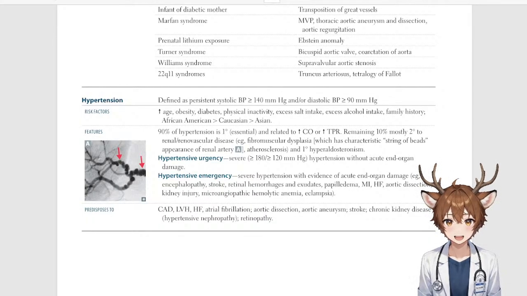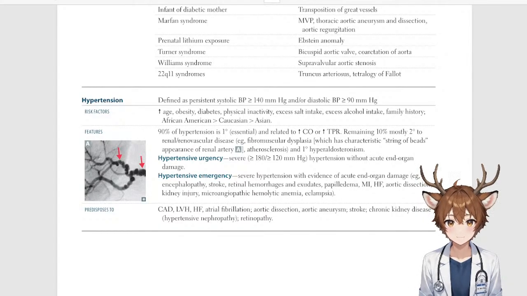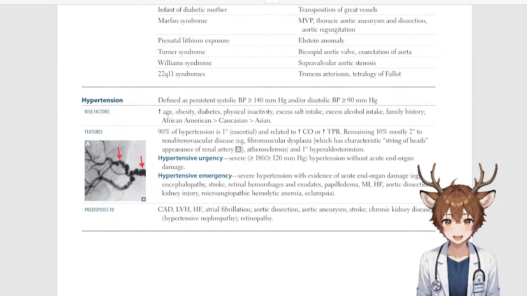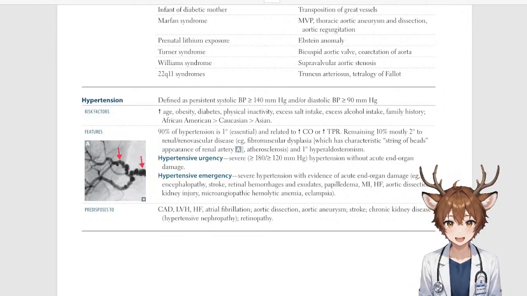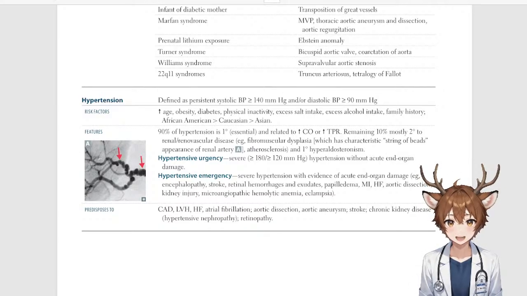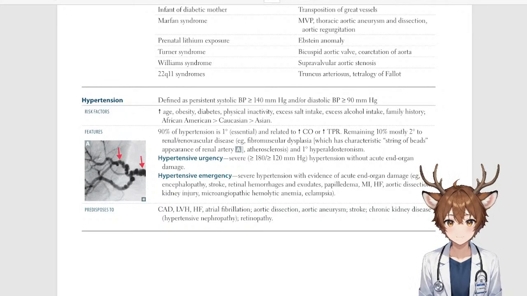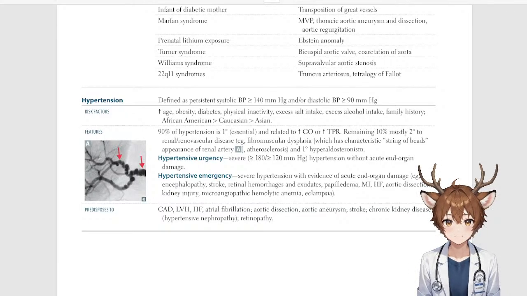90% of hypertension is primary, which is to say essential, and related to the increase in cardiac output or increase in total peripheral resistance. The remaining 10% is mostly secondary to renal or renal vascular diseases such as fibromuscular dysplasia, characterized by a string of beads appearance of the renal artery, as you can see in that picture right there, usually seen in adult females, and atherosclerotic renal artery stenosis, primary hyperaldosteronism, or obstructive sleep apnea.